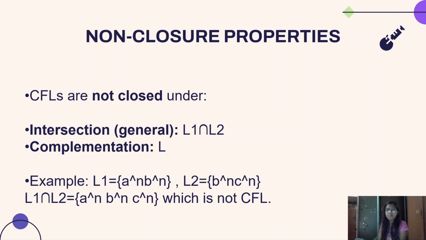For example, we have L1 which is a^n b^n, and L2 which is b^n c^n. However, when combining these two under intersection, L1 intersection L2 will be a^n b^n c^n, which is not a CFL.